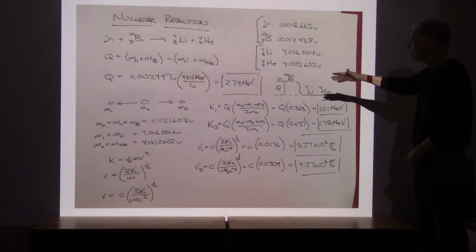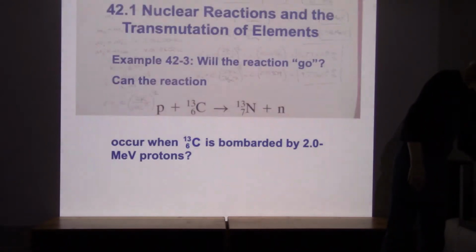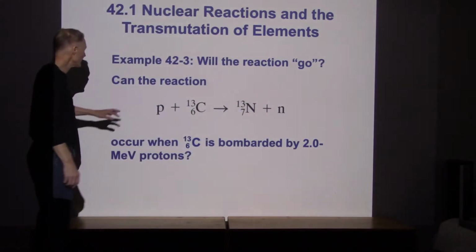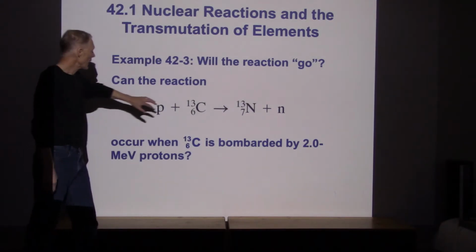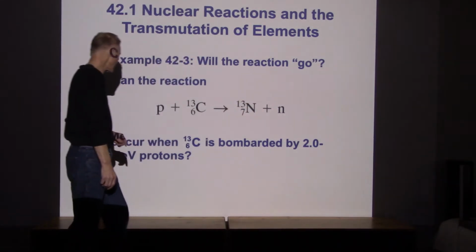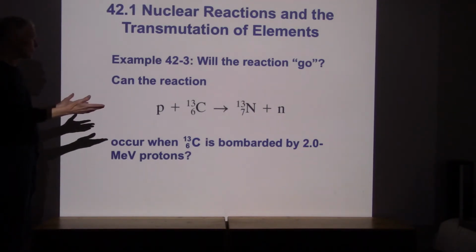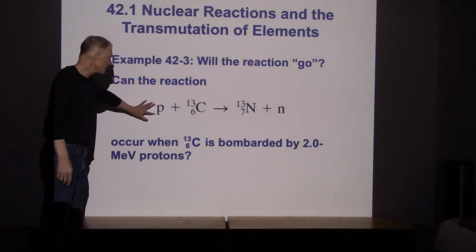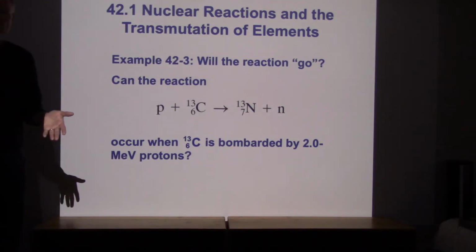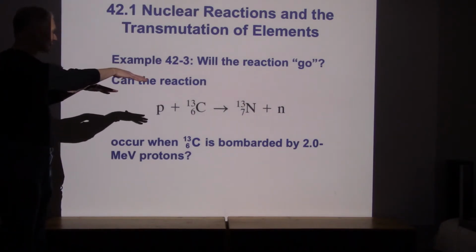So kinetic energies, velocities, this is another good example to take a look at and make sure you're understanding how these work. One more reaction we've got here. They're giving us another example. Here's a proton coming in, and here is carbon-13, and here is nitrogen-13, and there's a neutron that comes out. And they're asking, will this reaction happen if the protons come in with 2 MeV? Is 2 MeV going to be enough kinetic energy to have this reaction happen?